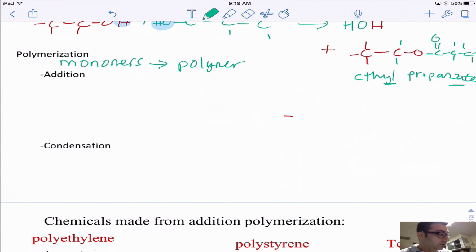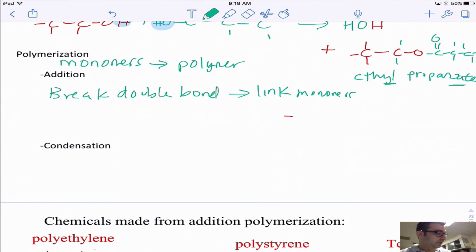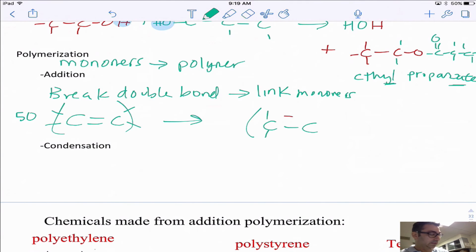So with addition, you're going to break a double bond, and you're going to link the monomers. And usually do many of these. So I could have something like this, where I have double bonded ethene, and let's say I have 50 of these, and then I'll link them together, and they'll show it like this. They'll show them linked, and then they'll draw a little 50 down here to show them linked together. So we go from ethene to polyethene, or polyethylene as it's called.